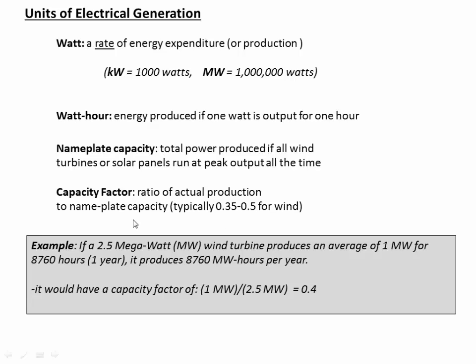Let's work through an example here. Imagine you have a 2.5 megawatt turbine. That's its maximum production. But it only produces an average of 1 megawatt. Now it does that for 8760 hours, or a year. Then it would have produced 8,760 megawatt hours per year. So each year it produces 8,760 megawatt hours on average. What would the capacity factor of that be? It would simply be its average generation of 1 megawatt divided by its nameplate capacity of 2.5 megawatts. So it would have roughly 40% or 0.4 capacity factor. We'll be using all this stuff in lab.